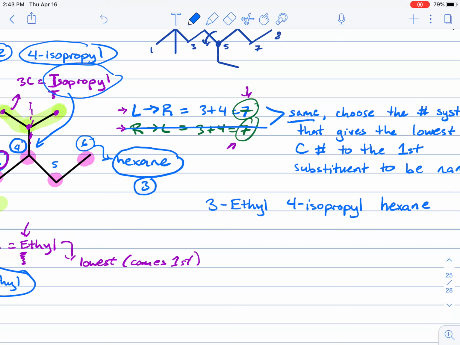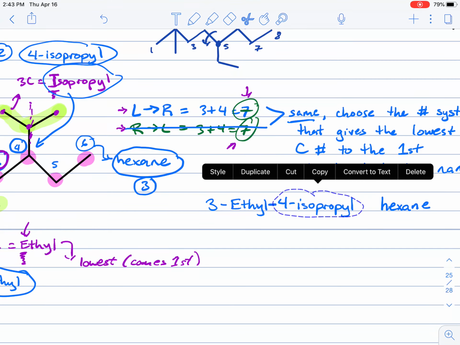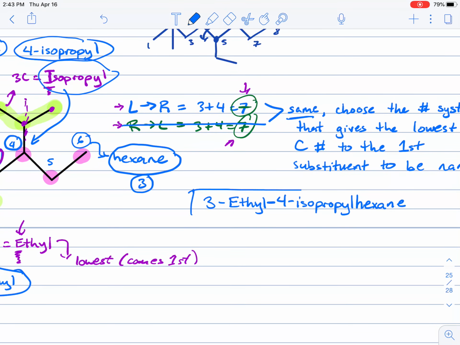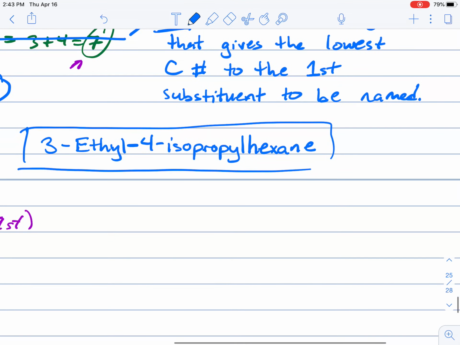All right, so let's clean up what I've summarized. I'm going from a letter to a number, so letter to a number means that I need a dash between them. So I'm going to go ahead and move this piece a little bit closer. Now, here I have a letter to a letter, so that means that I don't need any dashes or commas. I just need to insert this so that they are very close to each other. There's no space. And this is our answer: 3-ethyl, 4-isopropyl hexane.